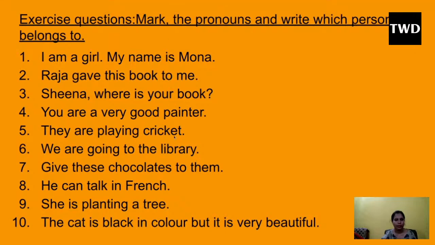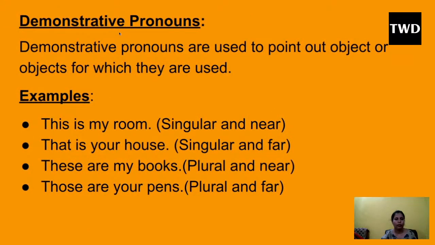Okay, here there are some questions. Please look at this and please try to solve it at home. Moving forward, we are going to understand demonstrative pronouns. What is the meaning of demonstrate? Giving a demo or pointing out something, showing something, that is known as demonstrative. When we want to show something to somebody, demonstrative pronouns are used to point out the object or objects. For example, this is my room.